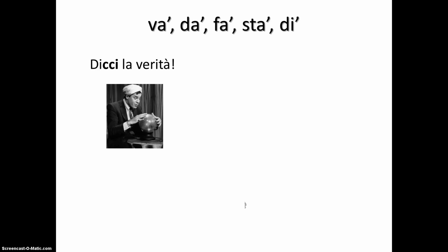Let's revisit a command form from an earlier slide. Dicci la verità. Notice the unusual spelling in this form. The tu form of the verb is di, the pronoun is ci, so where did that extra c come from? The rule to remember is that with these monosyllabic commands, va, da, fa, sta, and di, the first consonant of the pronoun is doubled. Let's look at a few more examples.